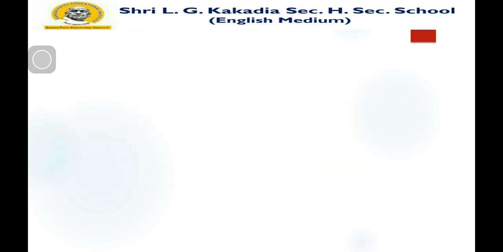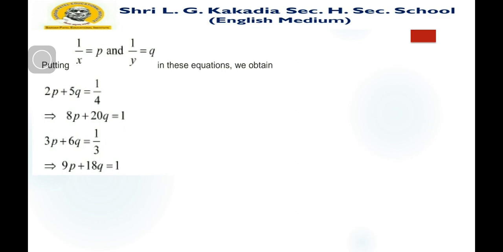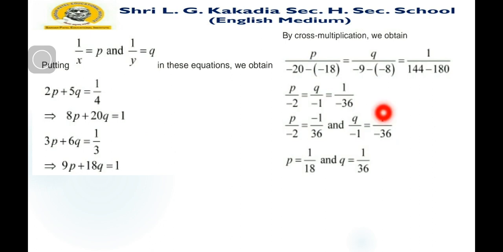Now let me assume the value of 1 over x is equal to p and 1 over y is equal to q. In this equation we obtain such equations as given here. By simplifying these two equations, we can find 8p plus 20q is equal to 1 and 9p plus 18q is equal to 1. Now let us solve these equations by the cross multiplication method.